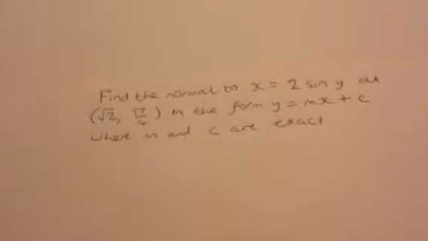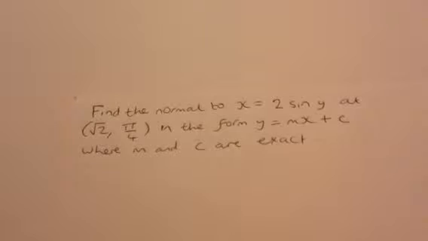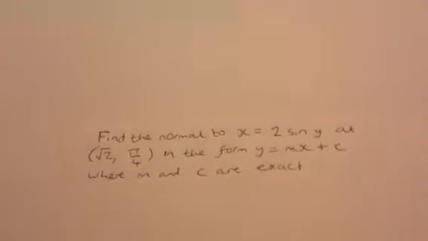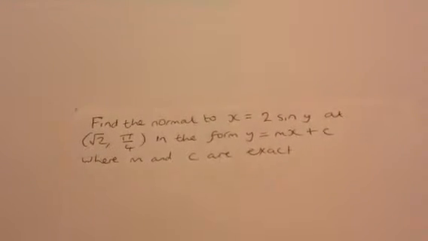Now, last but not least, this is a tricky one, and it's like a double flip. That again is a bit of a curveball. So, find the normal to x equals 2 sin y at (root 2, pi over 4) in the form y equals mx plus c, where m and c are exact.